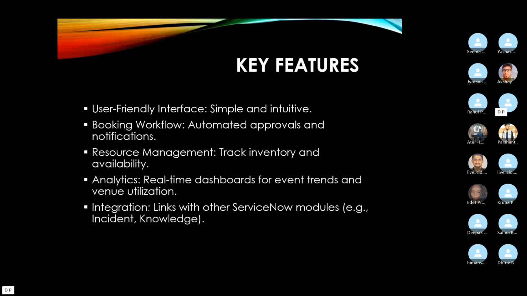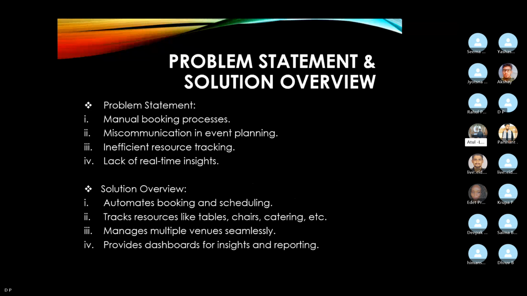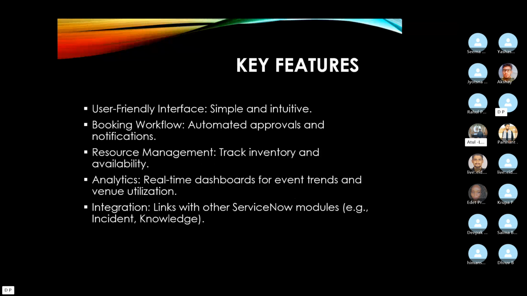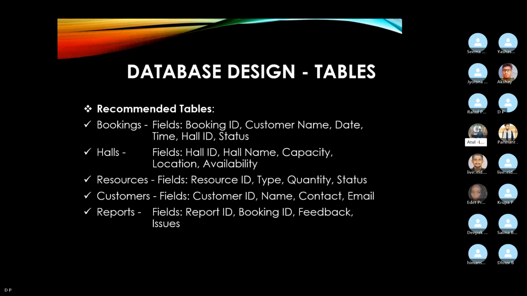Can I go back to solution? The key solution is done. Let's move forward to features. I'm just looking for the tables now. Key features: simple, intuitive booking, automated flow, notification, resource and inventory tracking. Anybody else? Any question on the table level? Go to the table slides. Any question on this particular part? Please ask.